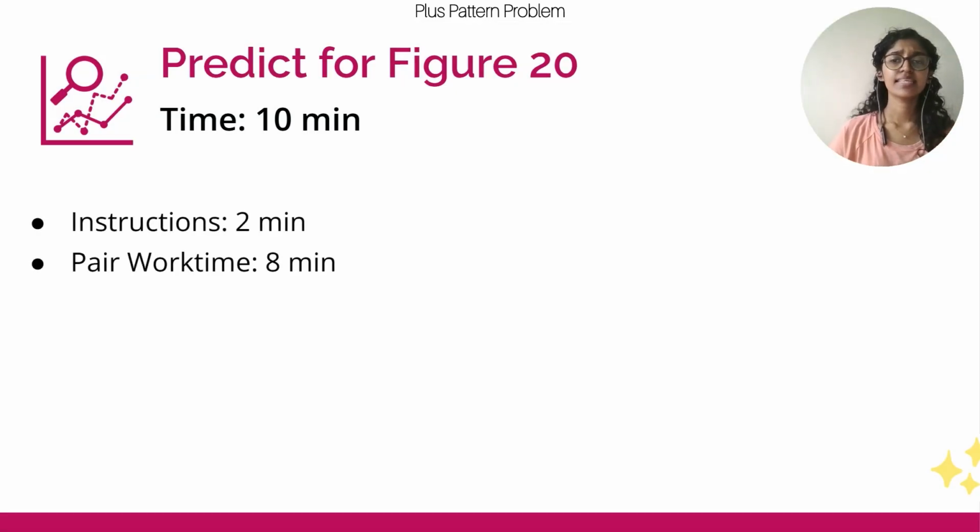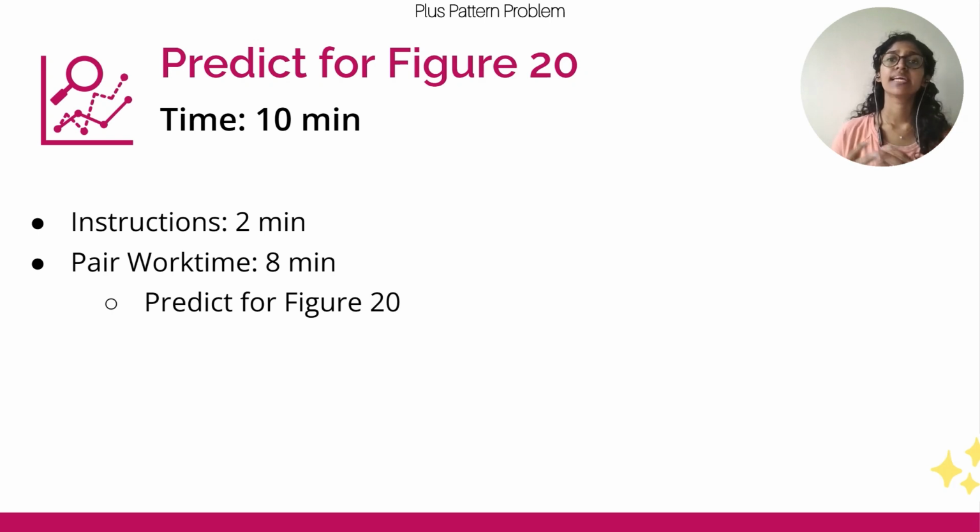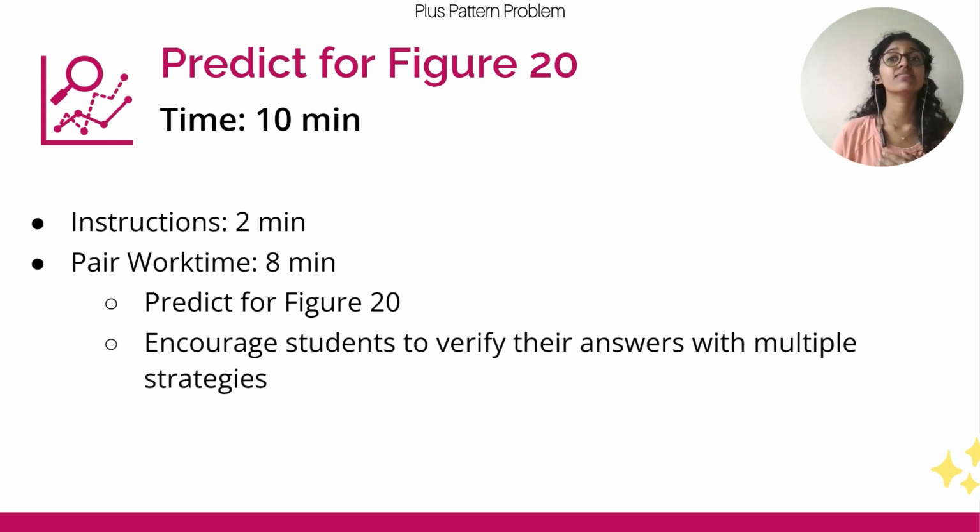We'll give them instructions and the students will work in their pairs for the next 8 minutes. In the first 4 minutes, they will work independently to predict for figure 20 using any strategy they have seen in the previous section. In the next 4 minutes, they will discuss with their partner the strategy they have used. And if they have used one strategy, they will verify their answers with different strategies as well. So this is how they are solving the big problem.